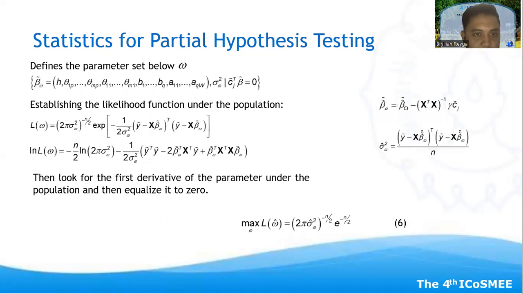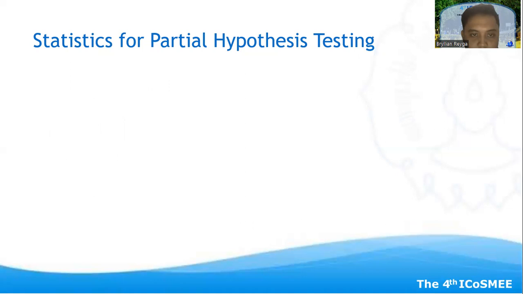Define the parameter set under small omega as follows. Establish the likelihood function under the population as follows. Then find the first derivative, or partial derivative, of the parameters under the population and equate it to 0. We obtain beta small omega hat and sigma small omega hat.